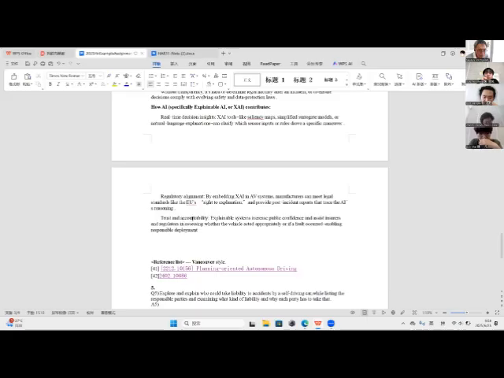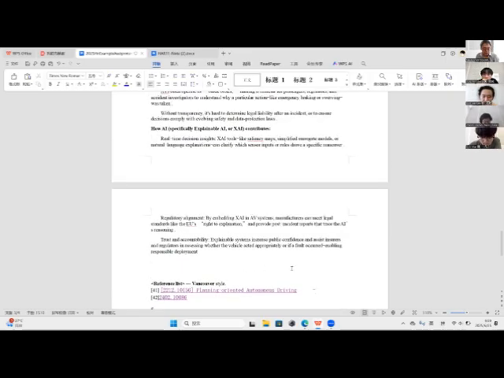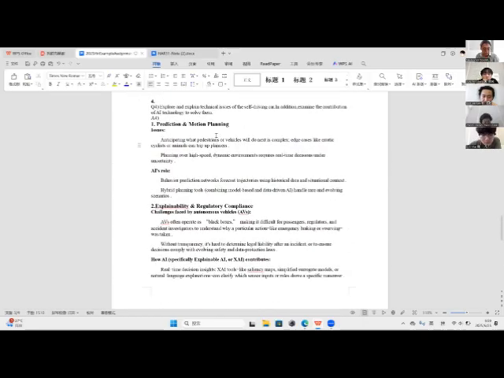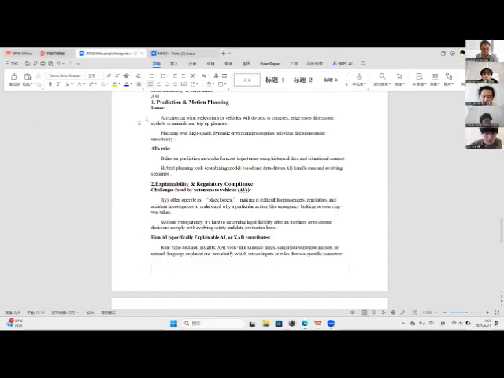Trust and accountability. Explainable systems increase public confidence and assist users and regulators in assessing whether the vehicle acted appropriately or if a fault occurred, enabling responsible development. And for these two questions, I found two papers to discuss the points. Firstly is about autonomous driving for prediction and motion planning.